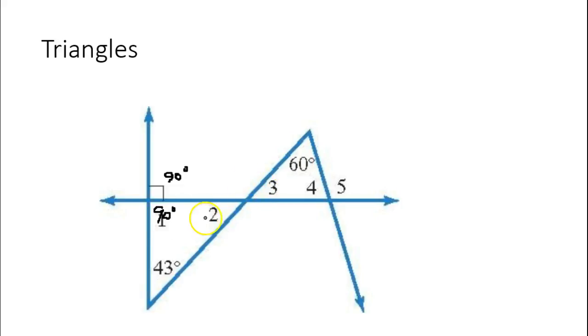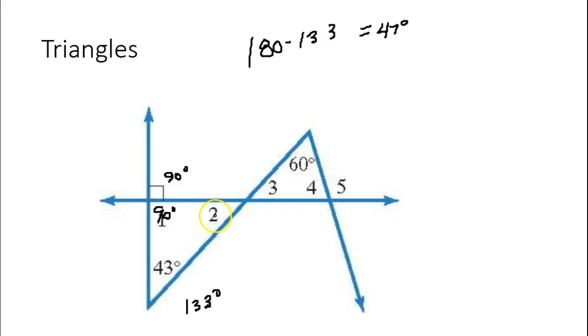So now angle 2, what would angle 2 be? Well, I've got 90 and 43, that adds up to 133 degrees. The sum of the measures of a triangle's interior angles is 180, so angle 2 has to be the difference of 180 and 133. 180 minus 133 equals, what's that, 47 degrees. So I know that angle 2 is 47 degrees.